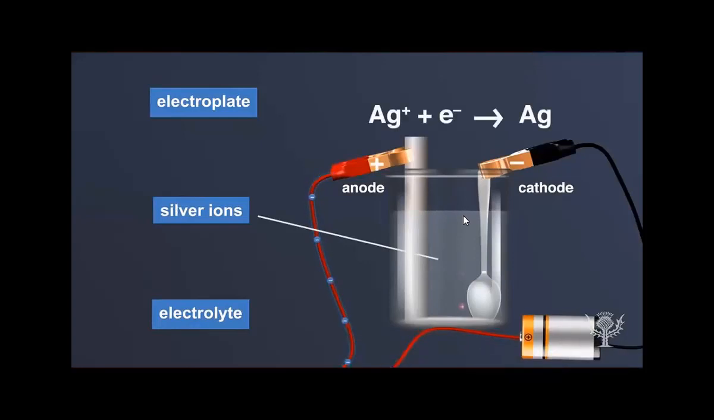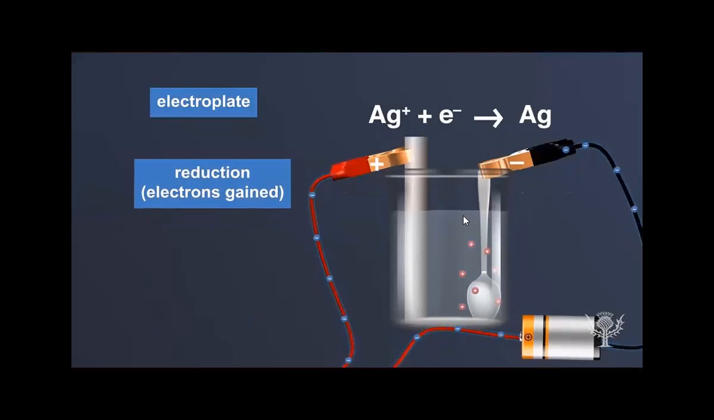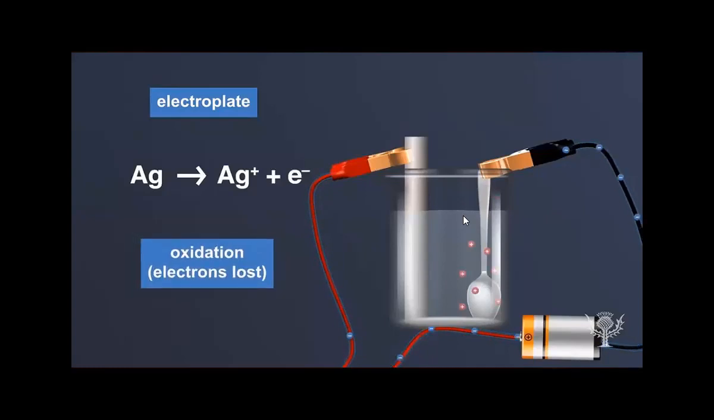When the current flows, the silver ions in the electrolyte solution move towards the negative cathode, where they gain electrons to become silver metal. This is reduction because electrons are gained. The silver sticks to the cathode spoon. This is the plating occurring. At the anode, the current causes the silver atoms to lose electrons and dissolve into the electrolyte solution. The electrons that the metal atoms lose go back to the power source and around to the cathode. This is known as oxidation because electrons are lost.